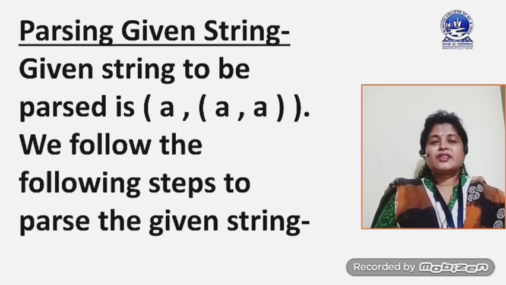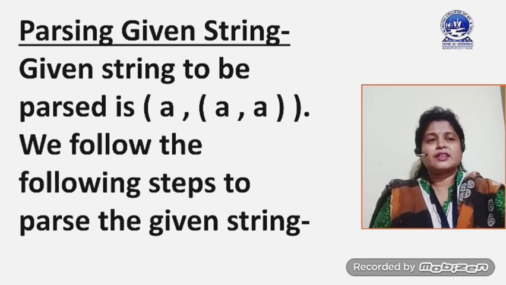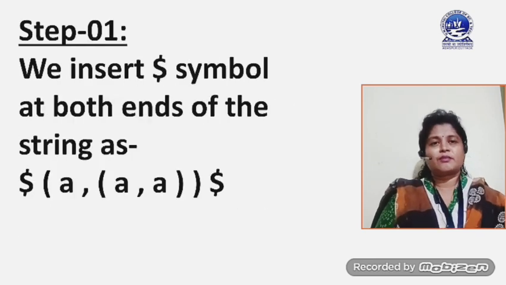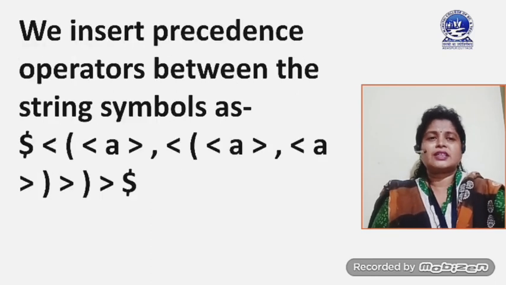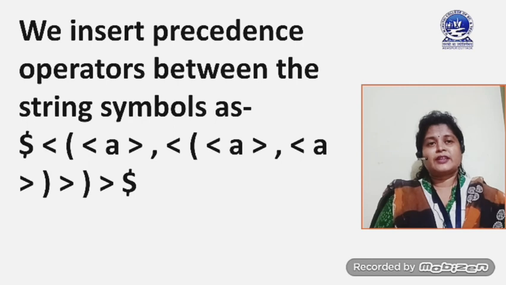The given input string which needs to be parsed is: opening bracket A comma opening bracket A comma A ending bracket ending bracket. Now we will follow the steps to parse the given input string, just like the previous example. First of all, we insert the dollar symbol at both ends of the string. So we got the output as: dollar symbol opening bracket A comma opening bracket A comma A ending bracket dollar symbol. It is very easy to understand, no need to explain it.